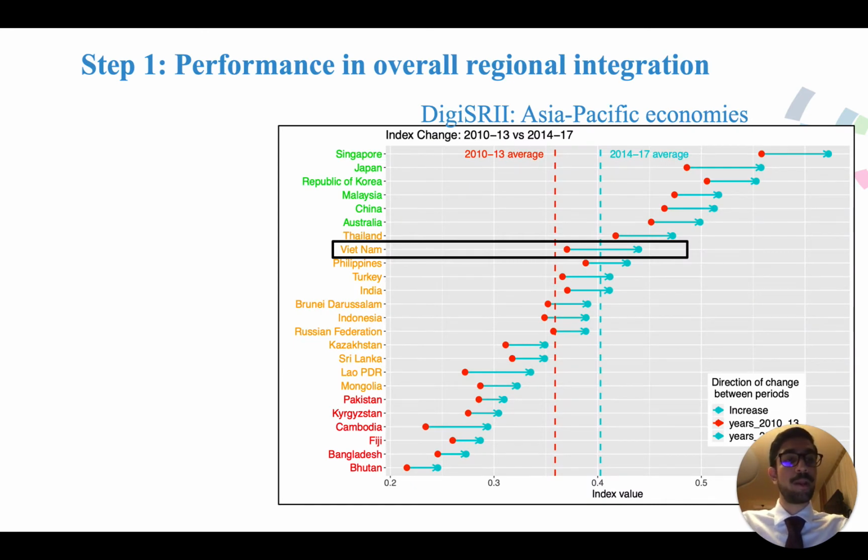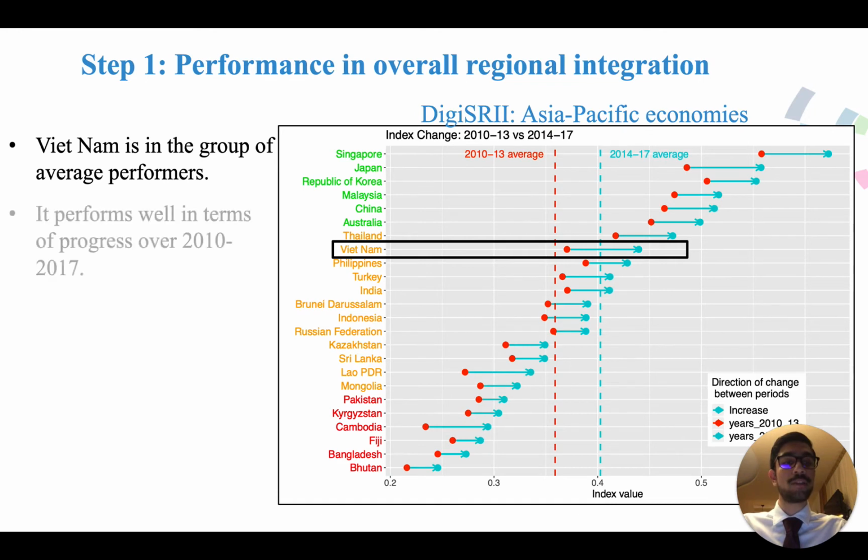We begin with step 1, that is, examining the performance of Vietnam in overall regional integration. The results are based on the simplified version of DigiSRII. Vietnam is placed towards the top of the group of average performers in the region. It stands out in terms of how fast it has deepened its level of regional integration between 2010 and 2017, moving from being slightly above the regional average in 2010 to 13 to well above it in 2014 to 17. In terms of level, Vietnam ranked among the 8 most integrated economies in the region.